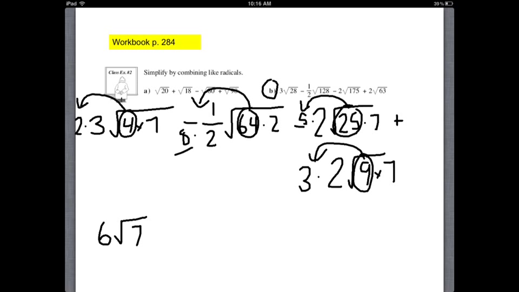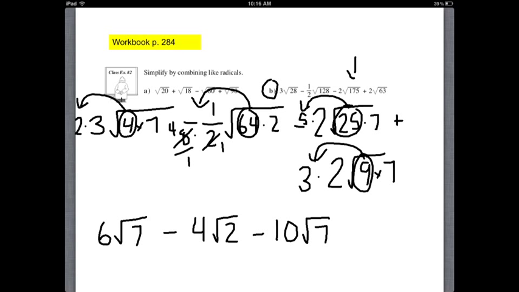This one right here, if it helps anything, you can always put that 8 over a 1. We're going to be multiplying 8 times 1/2. The 8 and the 2 get crossed out, so now you have 4 and 1. So that's going to be 4 root 2 as a result. After that, you've got 5 times 2 on the outside. That's going to be 10 root 7. That's what this one was here before.